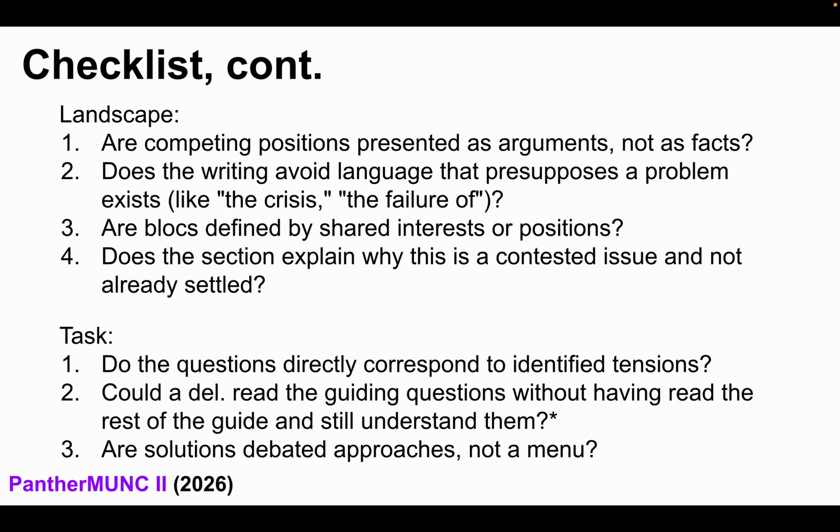And when you're writing out this landscape section, you might want to ask, are competing positions presented as arguments, not as facts? Does the writing avoid language that presupposes a problem exists, like "the crisis" or "the failure of"? That's very toned language that we don't really want to include. Are blocks defined by shared interests or positions rather than just geographic proximity? And again, I said this before, but you're going to want to motivate the reason why these blocks would have their own stance on the topic. And does the section explain why there is a contested issue and not already settled?